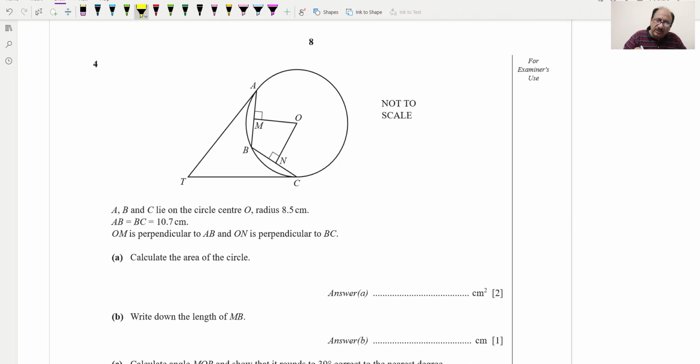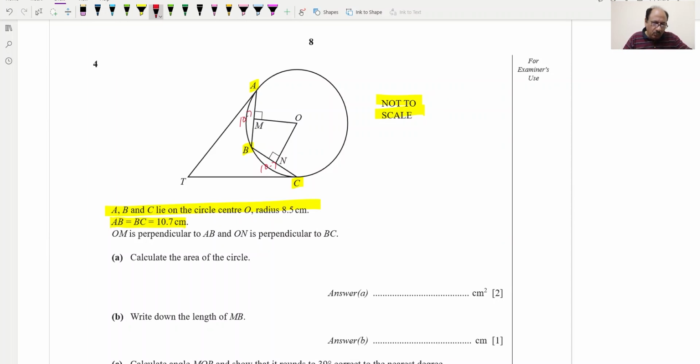Now this is question number 4. Keep in mind, the diagram is not to scale. A, B, C lie on the circle. So A is here, B is here, C is here. AB and BC are equal to 10.7. We will indicate AB is 10.7. So AB and BC are chords. Basically this one is 10.7 and this is also 10.7.